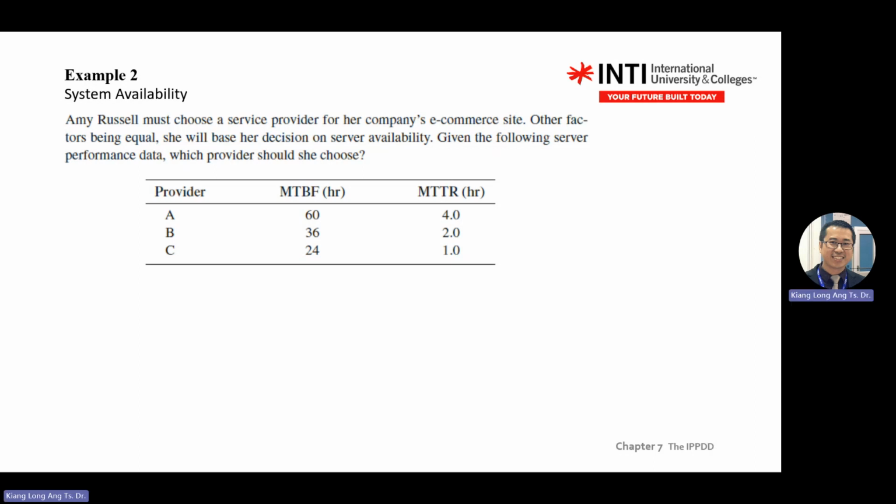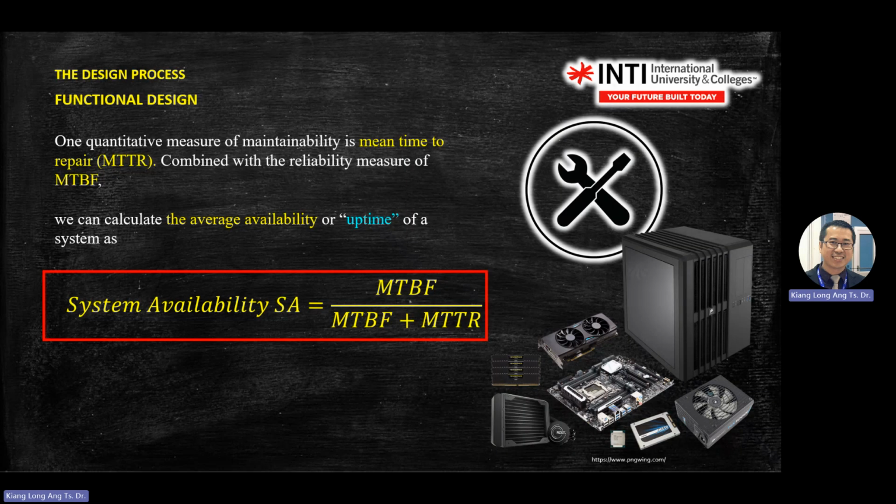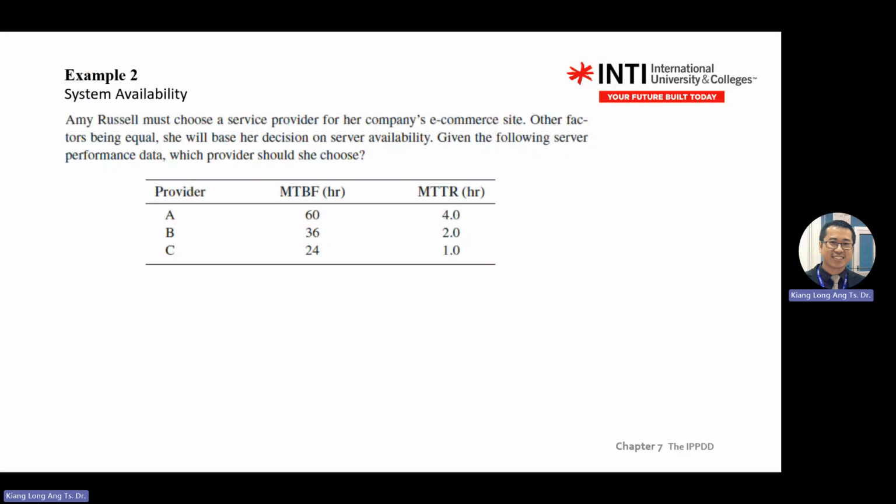You need to use these numbers and substitute them into this equation. System availability SA equals MTBF divided by MTBF plus MTTR. If you use this equation to make the assessment, you have three sets of data to calculate. So if you calculate the data, which one is more reliable?